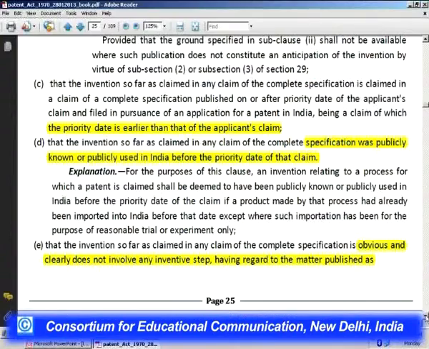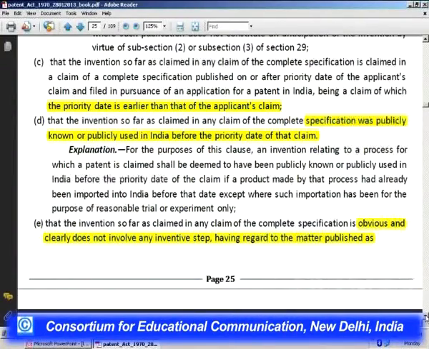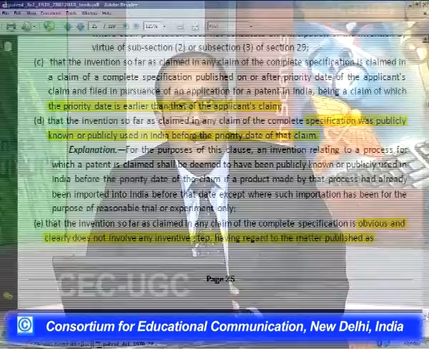25(1)(e), another ground for the Pre-Grant Opposition, friends. It reads that if somebody's claim with the complete specification is obvious and clearly does not involve any inventive step, having regard to the matter published. Well, friends, I would like to bring your attention here to the inventive step to be involved in the work, and the discussions that I made about the inventive step as one of the most important and pertinent qualifications for obtaining the patent in India.